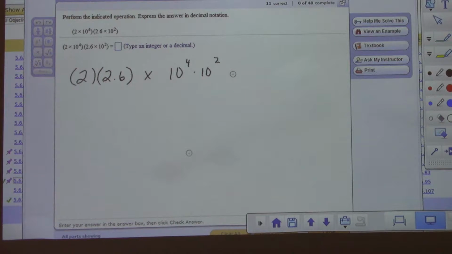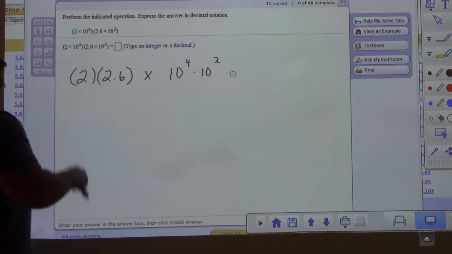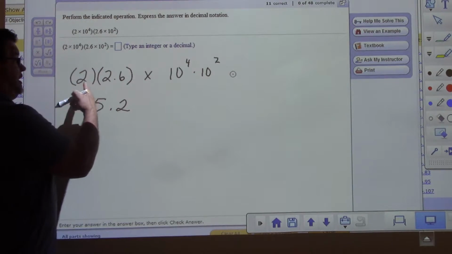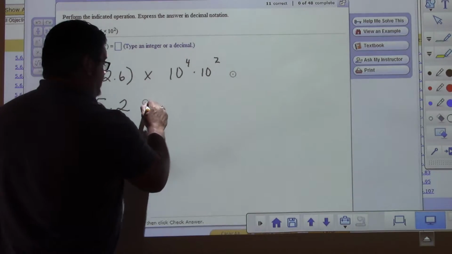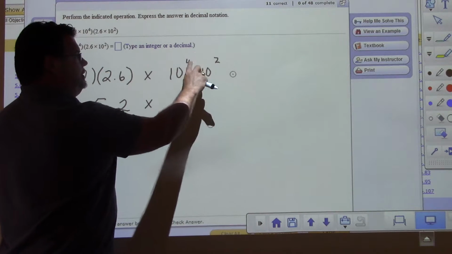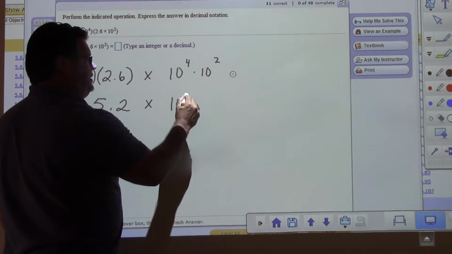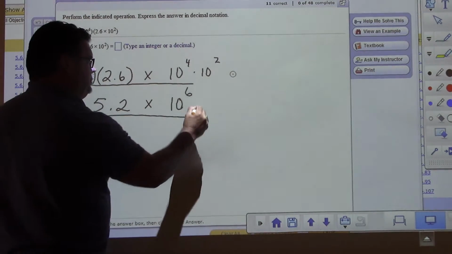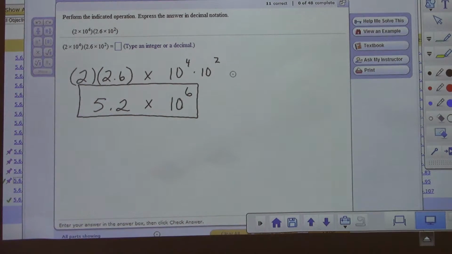Now what's 2 times 2.6? 5.2. And no, you don't need a calculator for that. Times, and what do you do with these two? 10 to the what? 6. That's your answer. Now, not many people get these wrong because you don't have to move that one decimal place.